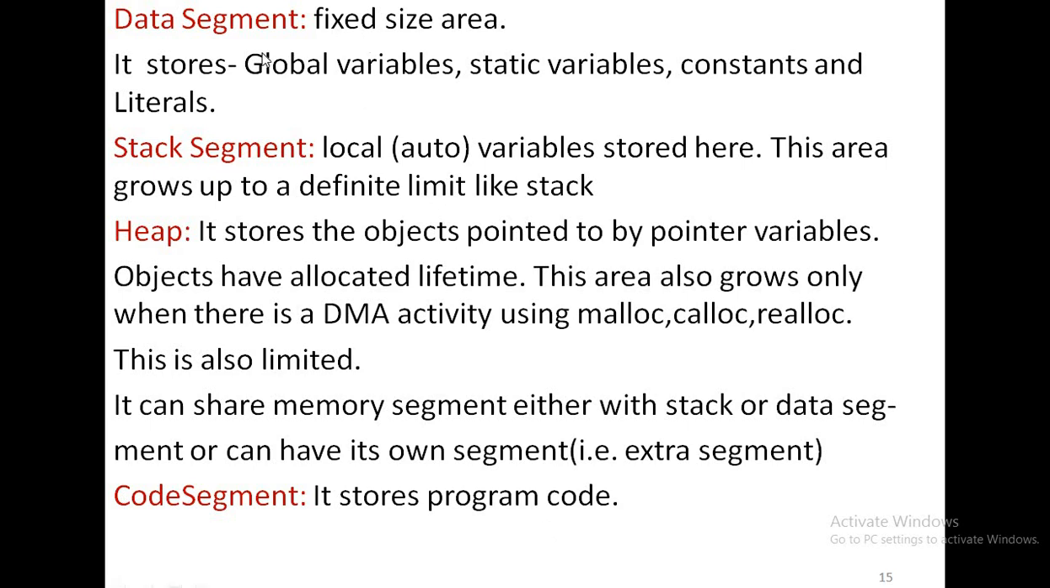So data segment will be a fixed area, it stores global and static variables, all these things. Stack segment has a stored area, and this area grows up to a definite limit. As you have done in recursion, whenever recursion goes infinite, the stack segment grows enough and is exhausted, and no further recursive call is done. Heap is dynamic memory allocation based memory, and it helps us. Code segment stores program code.